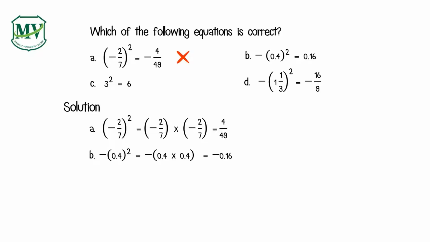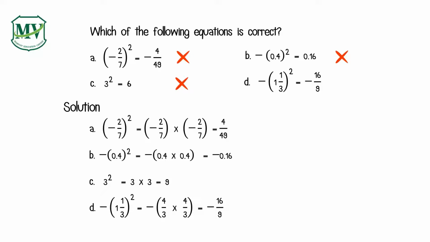In letter B, negative quantity of 0.4 raised to 2 is equal to negative quantity of 0.4 times 0.4, which is equal to negative 0.16. So letter B is also not a correct equation. In letter C, 3 raised to 2 is equal to 3 times 3, which is equal to 9. So letter C is also not a correct equation.